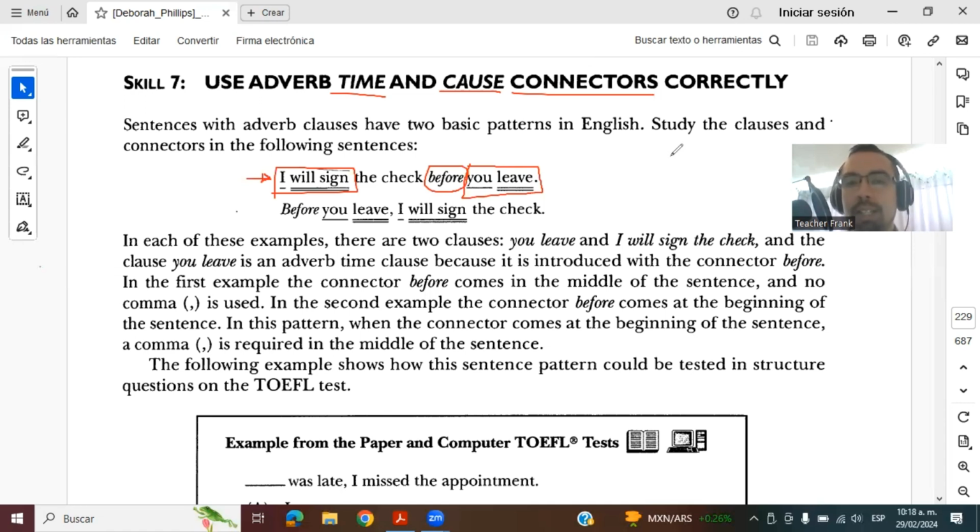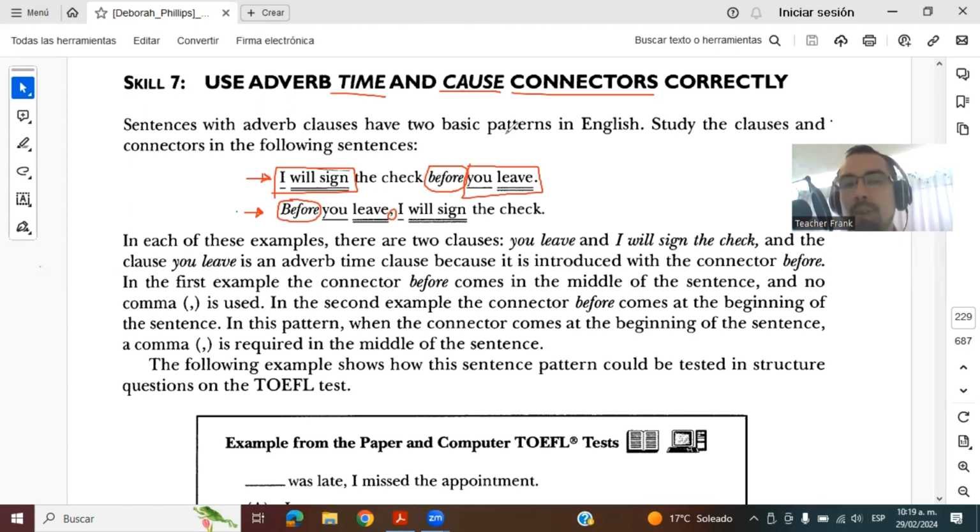The new idea here in skill number 7 is that the connector can actually be in the beginning. For example, I can say it like this: before you leave, comma, I will sign the check. And in this case, it is important to position the comma between the two clauses. So I have two options. I can either say, I will sign the check before you leave, or before you leave, I will sign the check. And both of these are correct. It just depends on how you want to phrase the sentence.